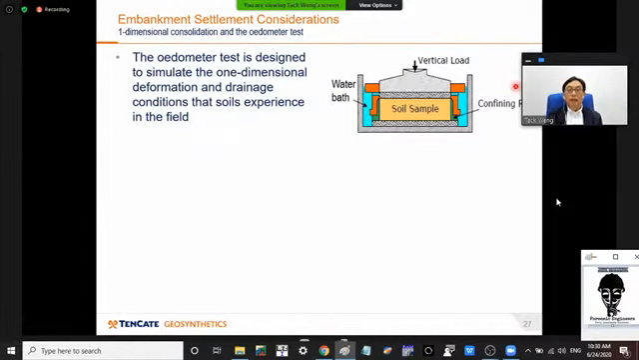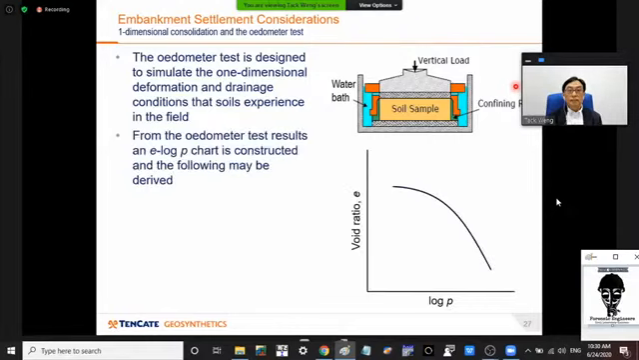In the lab, we can test that. We take an undisturbed sample from a site and then perform an oedometer test. This is a one-dimensional deformation test. What you typically want from this test is to plot the e-log p relationship.